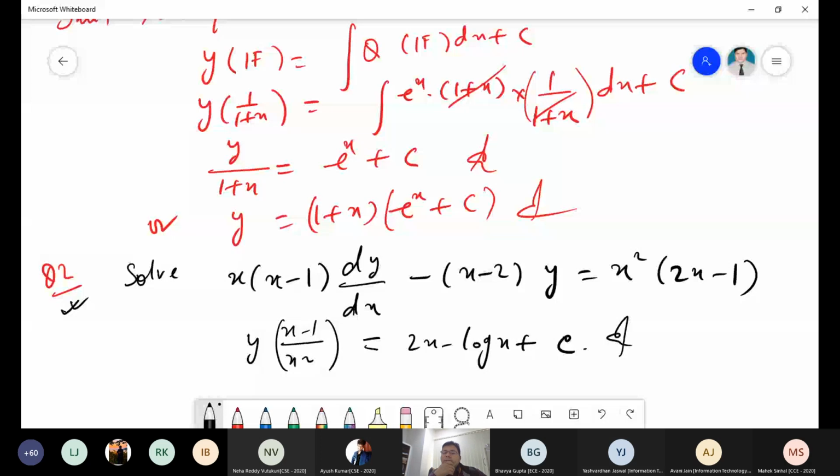Mehak, have you got the answer, sir? So my answer is y into (x minus 1) by x square is equal to 2x minus ln x plus c. So that is the right answer, no? It is already written. Okay. Anyone else? Only 4 people solved this question in the class. I am not happy. So everybody has to give an answer. I want to ask.